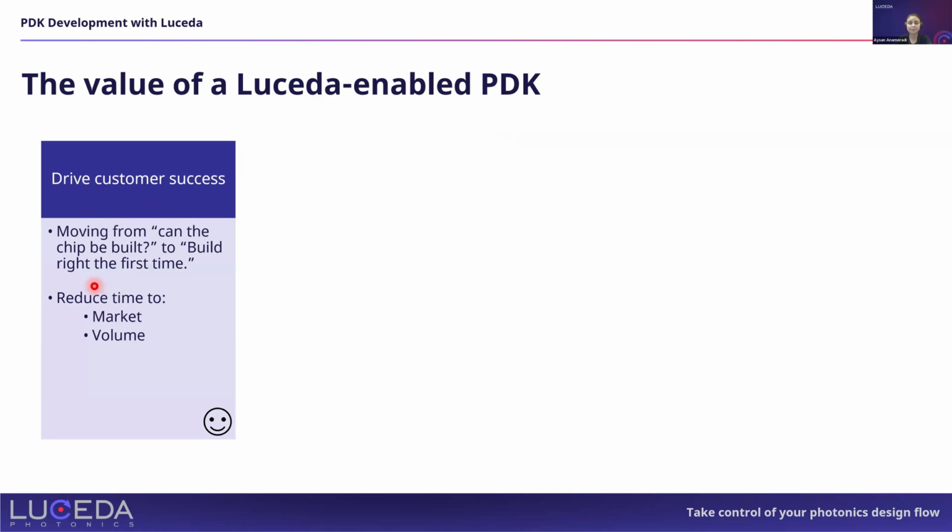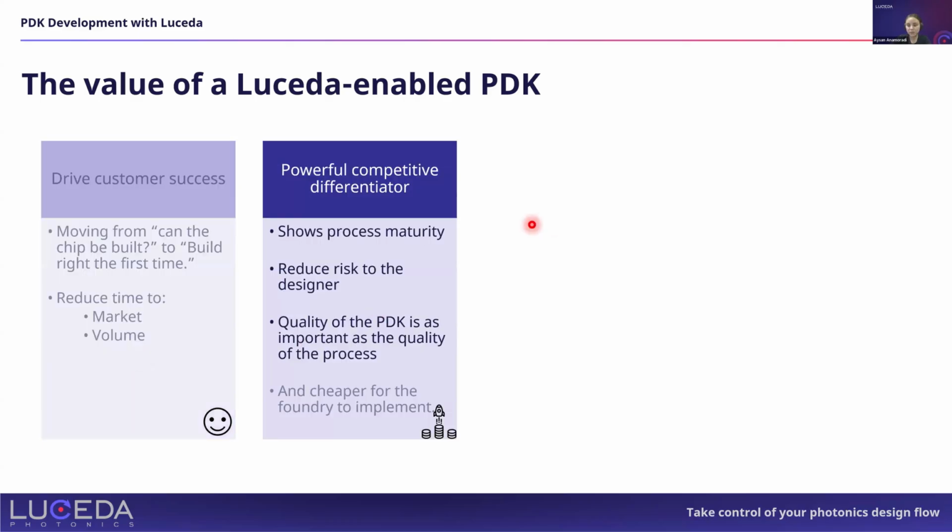So their customers will move from "can the chip be built" to really building the right chip the first time. And it reduces time to market for the design houses and also the foundry customers, and reduces time to volume production, both for the designers and also the foundry. Then a good PDK, a good process design kit, is a powerful competitive differentiator, because with the data and the format of the information that the foundries put in their PDK, they can show their process maturity.